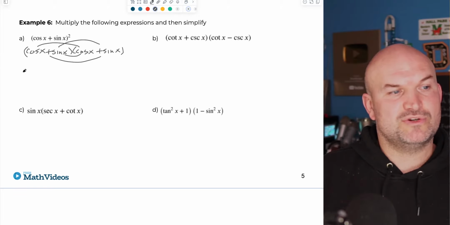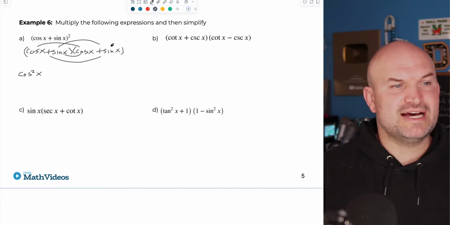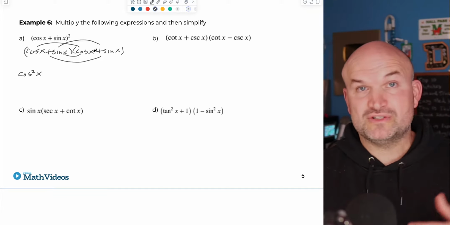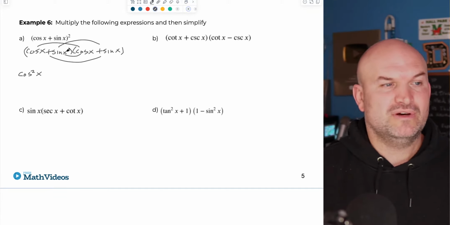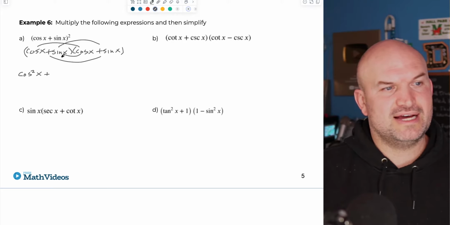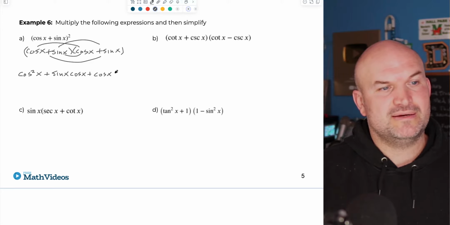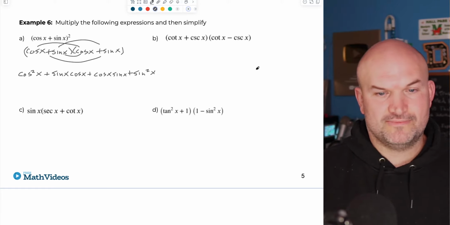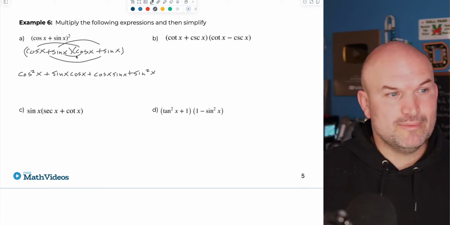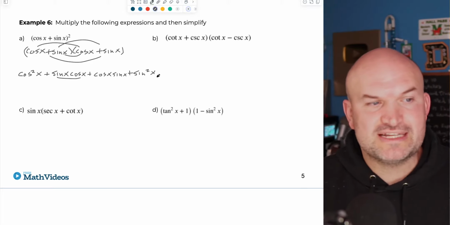So cosine of x times cosine of x is going to be cosine squared of x. Cosine times sine, and then you have sine times cosine. Those are exactly the same, but I'll just rewrite it out: sine of x times cosine of x, and then cosine of x times sine of x. And then we have sine of x times sine of x, which is going to be sine squared of x. Okay? Now, remember, since these are exactly the same, 2 times 3 is the same as 3 times 2, right? They both equal 6.